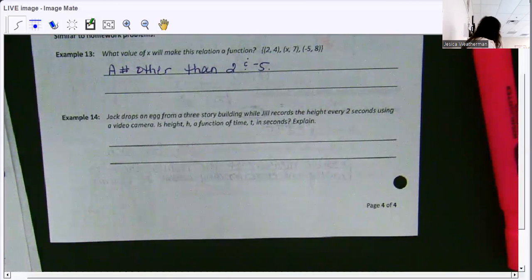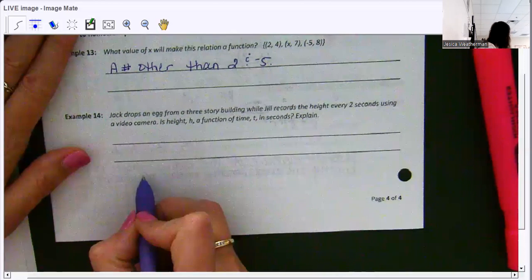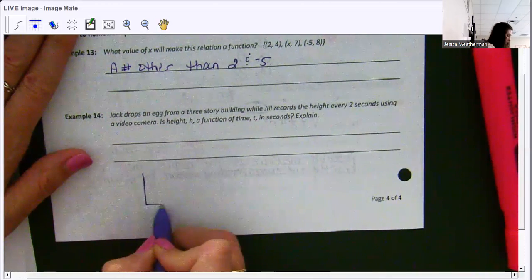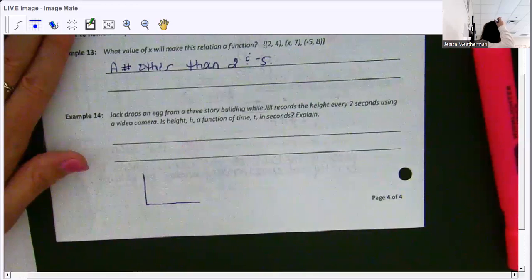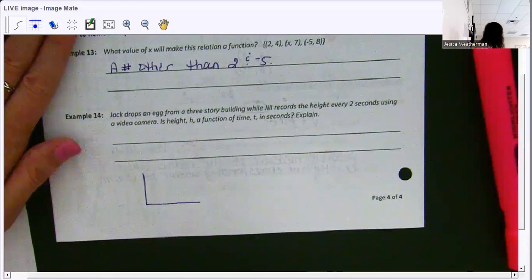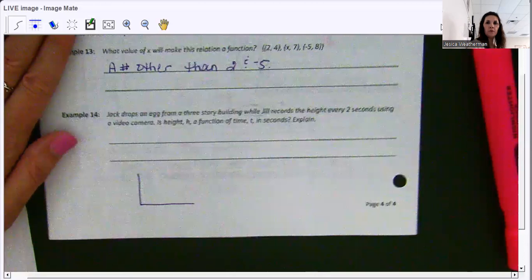Okay, 14. Jack drops an egg from a 3-story building while Jill records the height every 2 seconds using a video camera. Is height a function of time in seconds? And explain. Remember, it's a science experiment. Archer did this last year. He threw an egg, but it was protected. Make sure I'm recording. Okay, good.